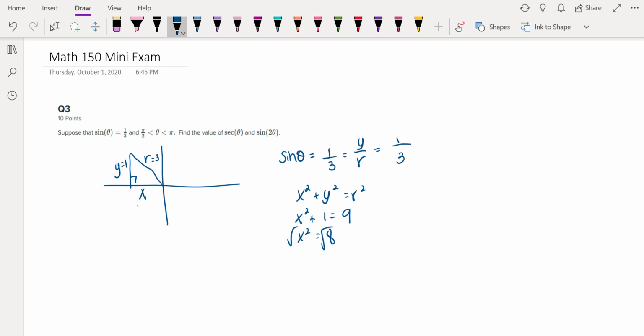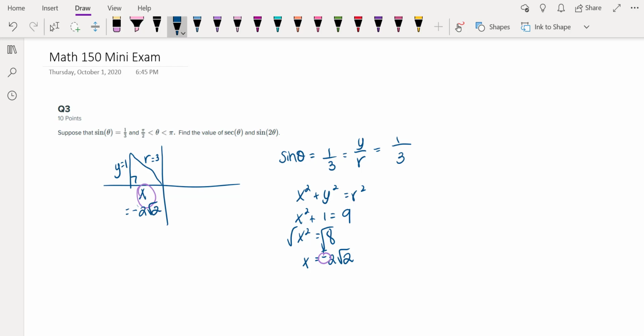The square root of x squared is equal to 2 root 2. Now, when we're taking the square root of both sides, we have to figure out if we're doing plus or minus. In this case, we need to choose the minus, and that's because we're in quadrant 2, where our x value is negative. Great, so now we know all 3 sides of our triangle. So our x is equal to negative 2 root 2.